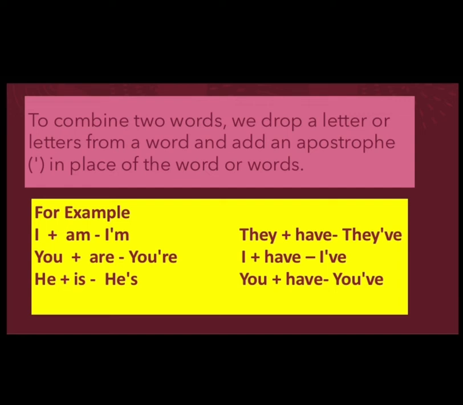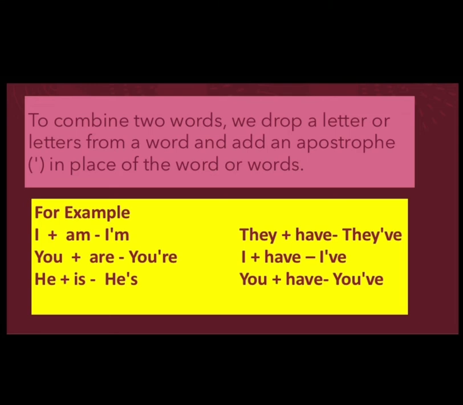Then he and is will become he's. That is, we have dropped the letter I and we have added an apostrophe and it becomes he's. They have. It becomes they've. That is, we have dropped two letters H and A and it becomes they've.